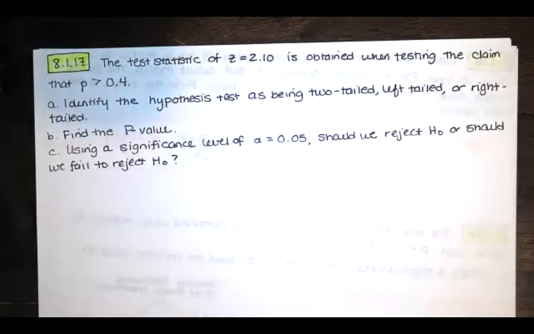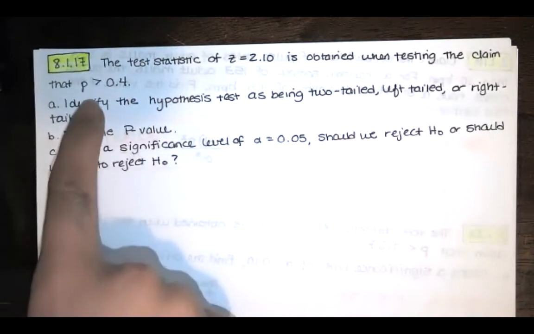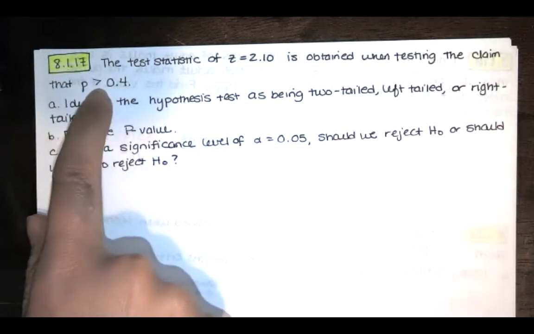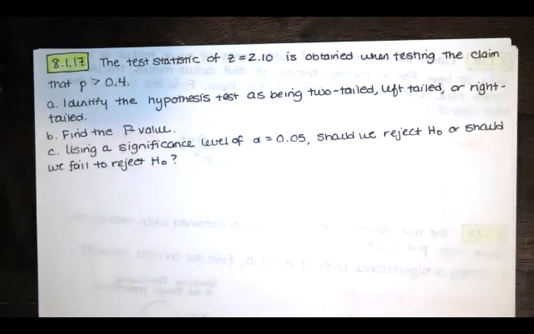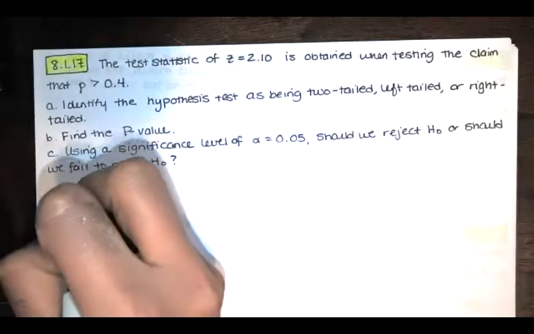It says, identify the hypothesis test as being two-tailed, left-tailed, or right-tailed. We can tell right away that because the claim involves this strictly greater than sign, it's a right-tailed test. So we always start by stating the claim.